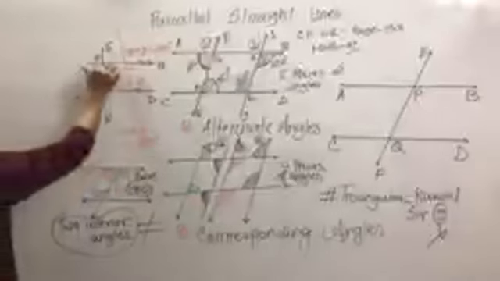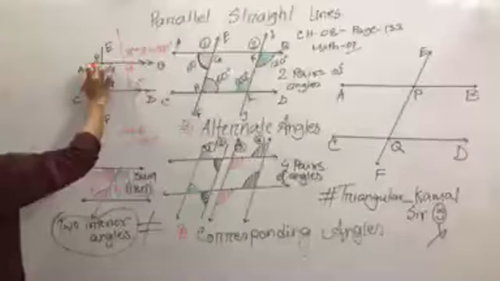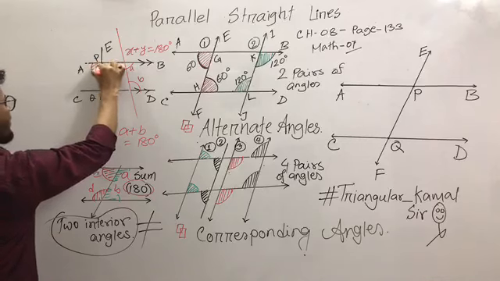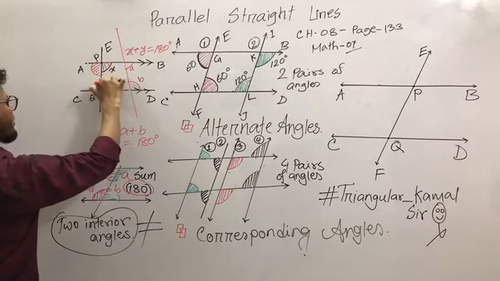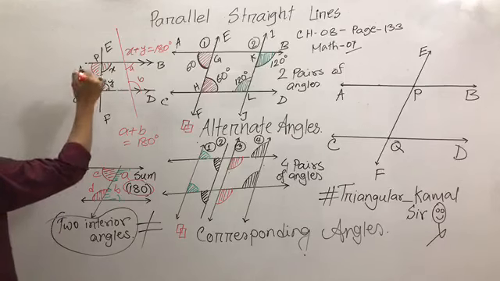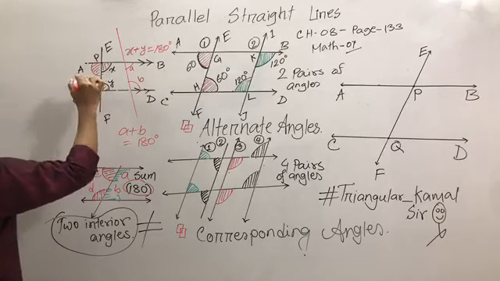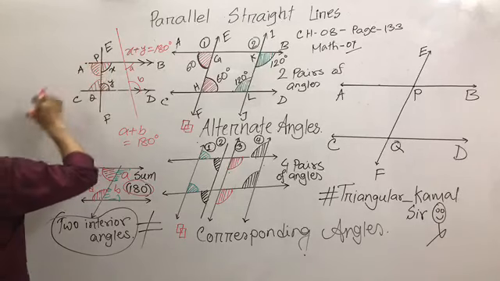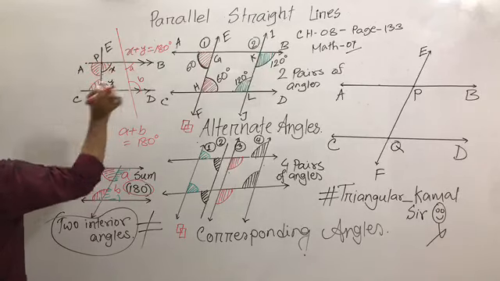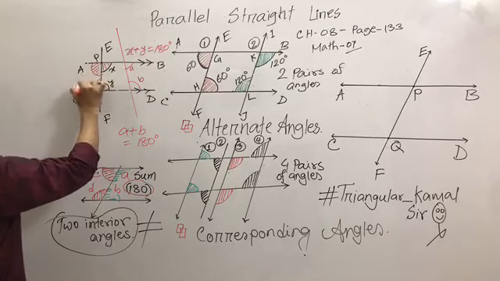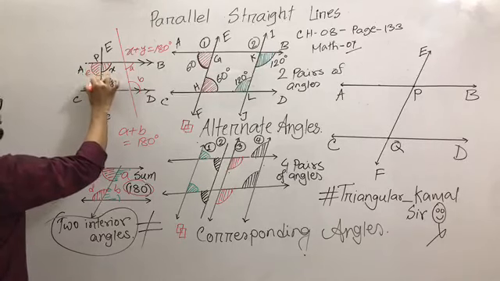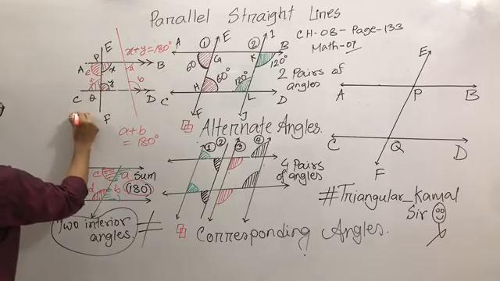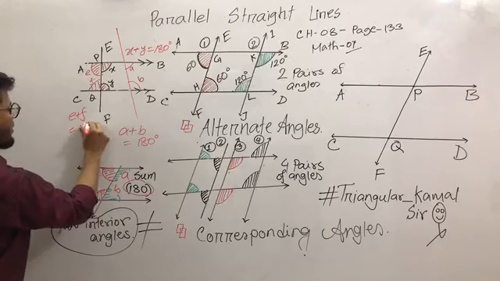So if this one is like this angle, the red color, this angle and this angle, and if we consider this angle is y, and x, y, a, b, c, d, and this is e and this one is f. They are on the same side of the transversal inside the parallel lines. So e plus f will be 180 degrees.